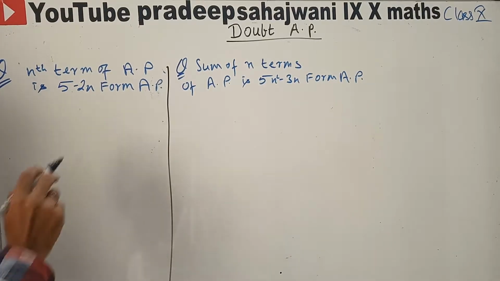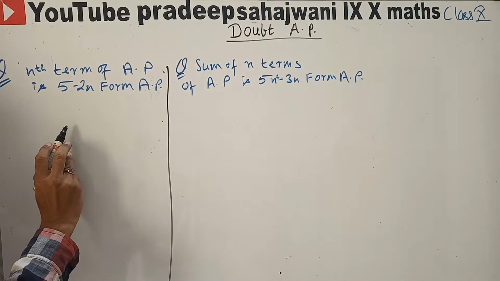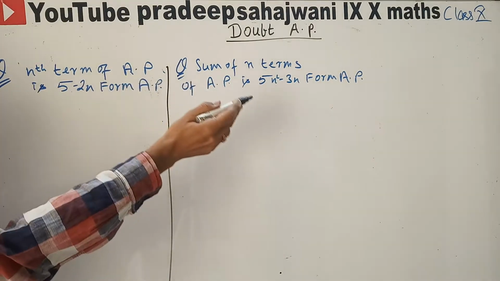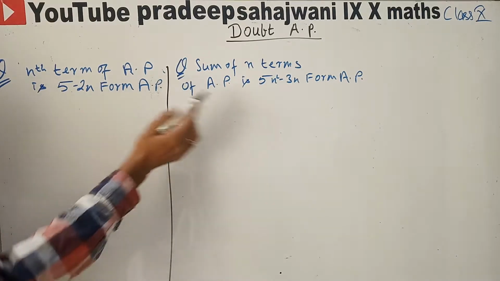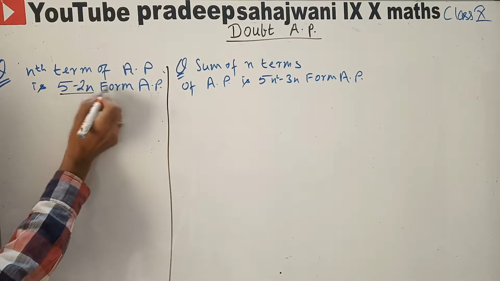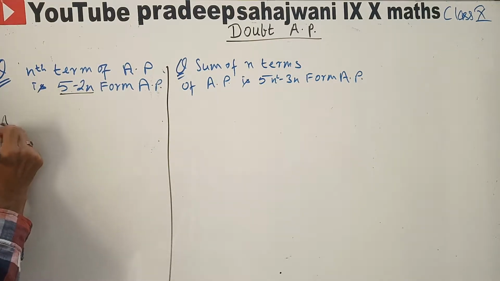10th class, there was a little bit of doubt in these two types of questions. There was a doubt about how the nth term and the sum of the n terms are entirely different things. The nth term is given by 5 minus 2n and forms the AP. So let us see. Nth term means we are denoting it by an.